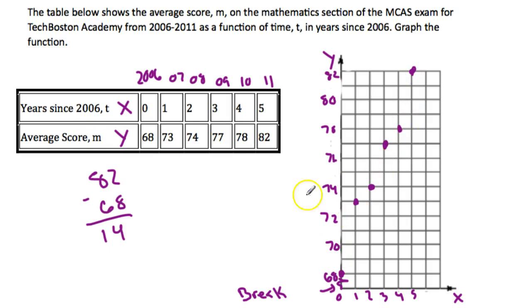Alright, and this is not a perfectly straight line. That's what happens when you use real data. It's not going to be a perfect straight line every time, but here you go. We took a word problem, filled out a table, and we put it in a graph. Beautiful job. Moving on.